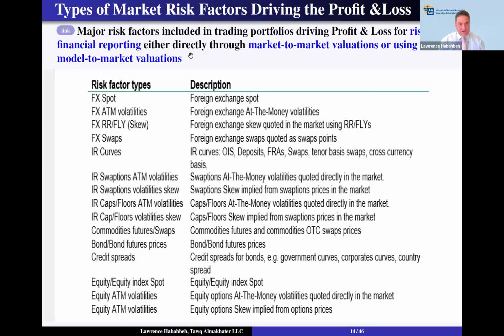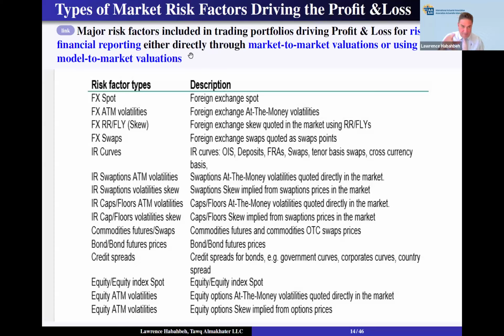These particular risk factors are not only used to mark your daily products in your trading portfolio, but they are also used to calibrate your models. If you don't have a liquid market price for a particular product, you need a model to get a valuation. The model that you choose, with its underlying assumptions, will have to be calibrated, for example, to the spot rate, or to the diagonals in a swaption, the interest rate swaption at-the-money volatilities.